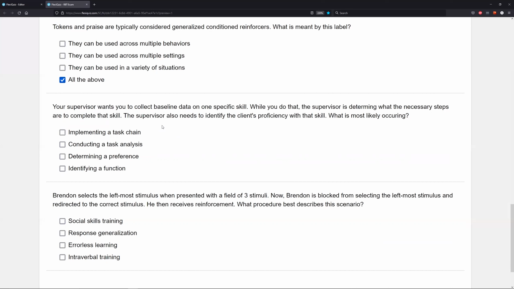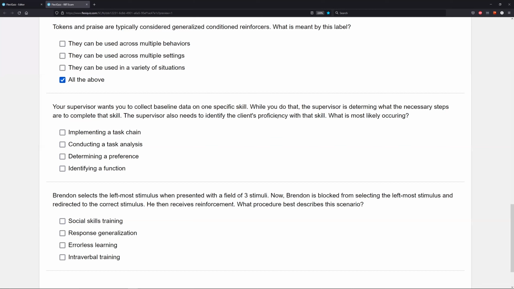So that being said, you're collecting baseline data. What is baseline data? Baseline data is data before we teach a skill. So we're gonna know what the current level is, right? Their proficiency. While you do that, the supervisor is determining, this is the giveaway, the necessary steps to complete that skill. We need to know, in order to figure out the chain, we need to know the steps, okay? And then we're gonna identify how good are they at the skill. That's gonna help us guide our analysis.